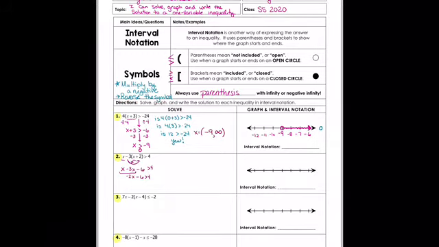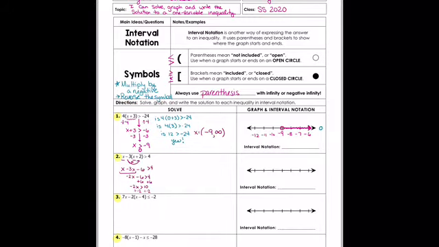Now that all of our x's are together, we can start to undo the operations. So we want to undo addition and subtraction first. So I'm going to add 6 to both sides. So negative 2x is greater than 10. Now I want to undo multiplying by negative 2, so I'm going to divide by negative 2.